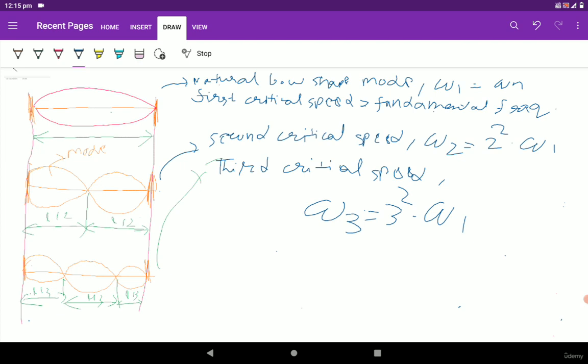So this is the whole case for this scenario for calculating the higher critical speeds. In the next lecture, we will discuss whirling of shaft, which marks the end of this course. So for now, thank you.